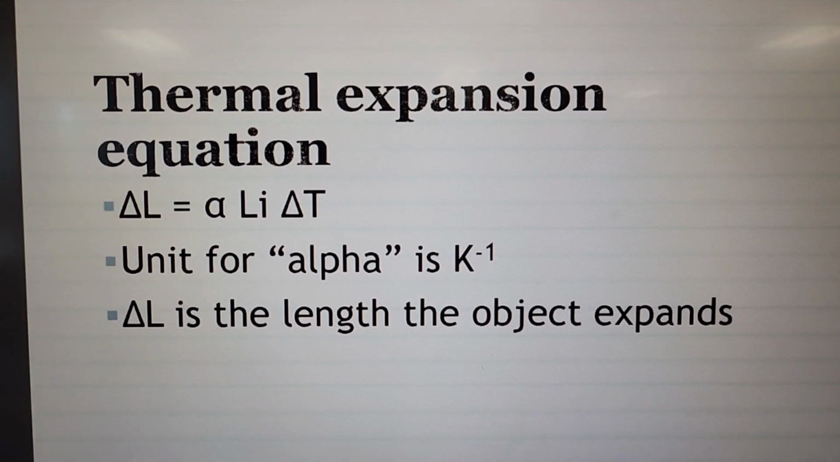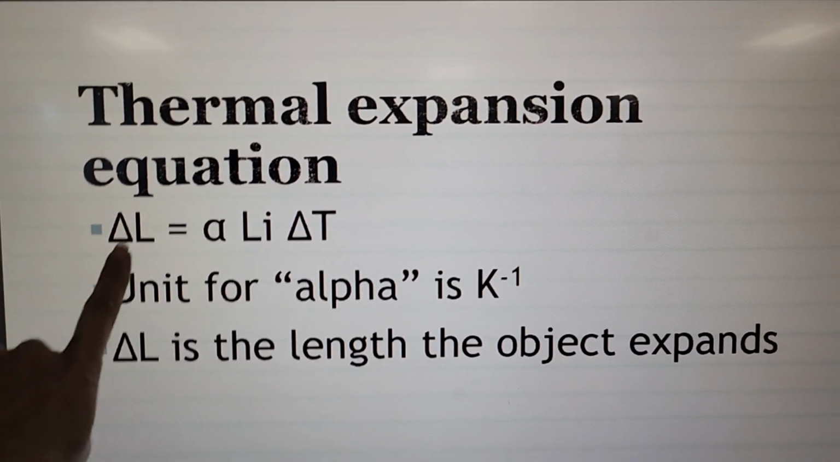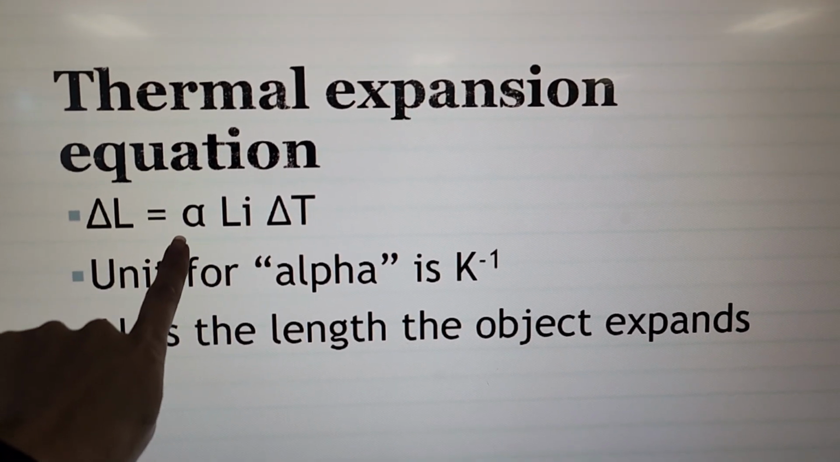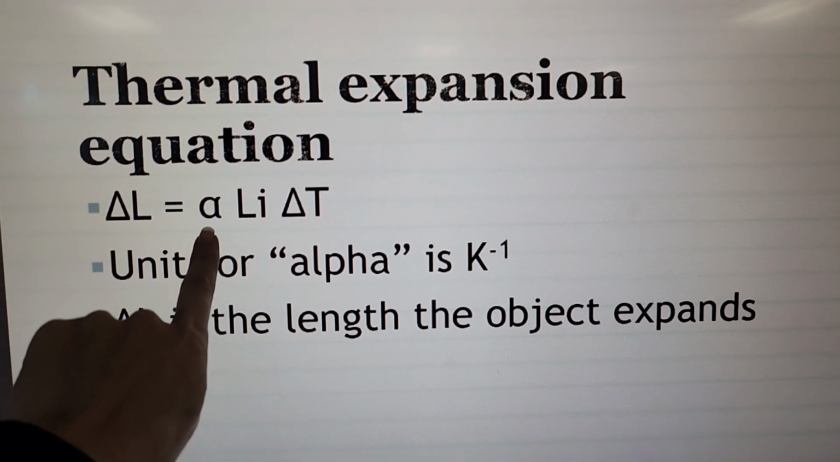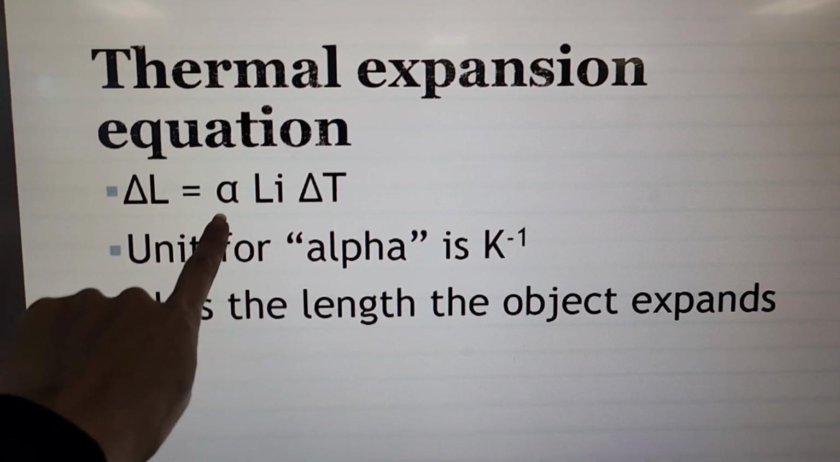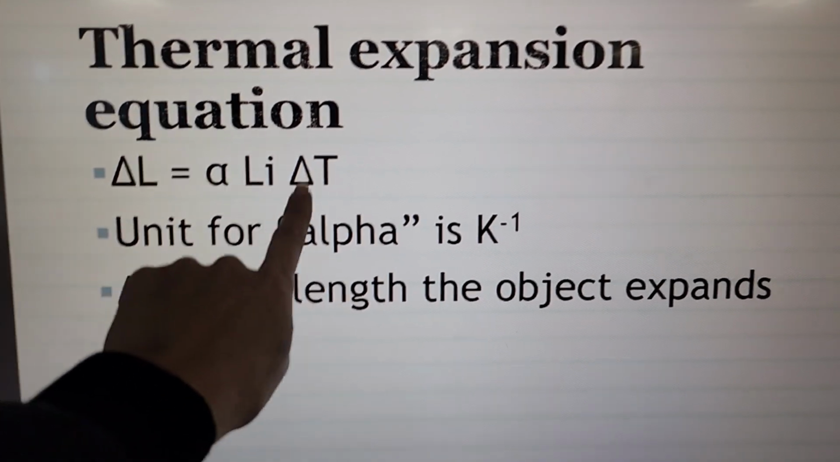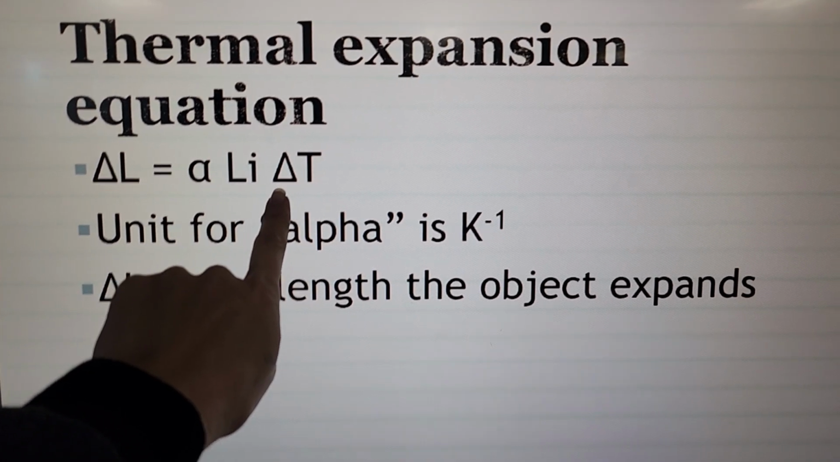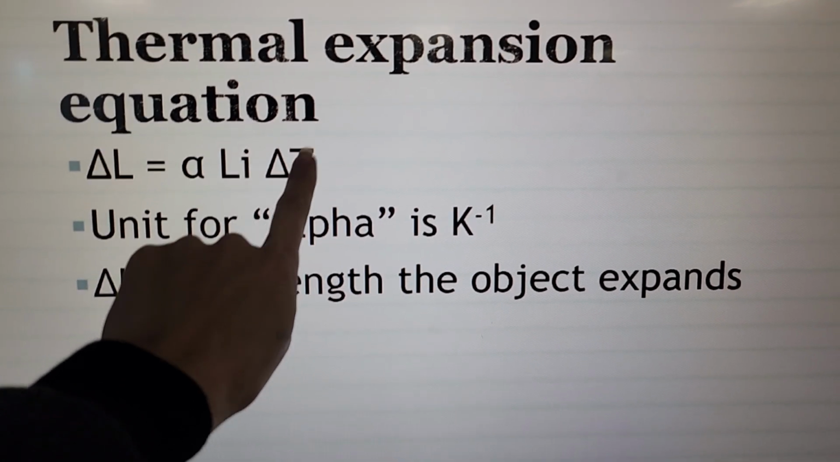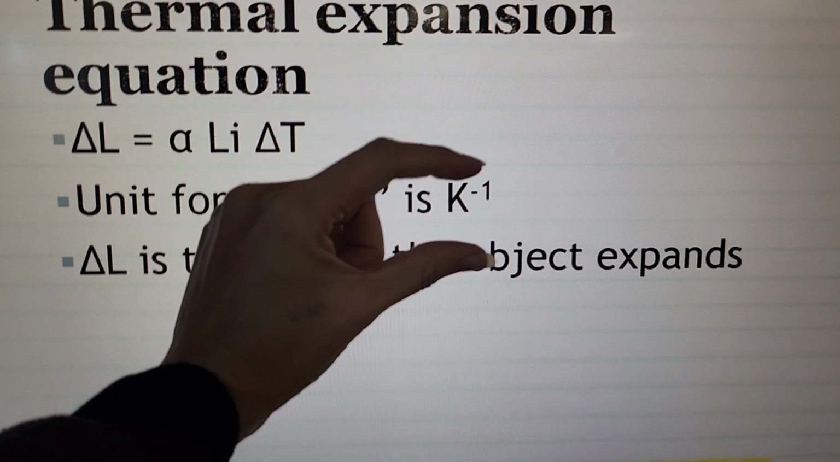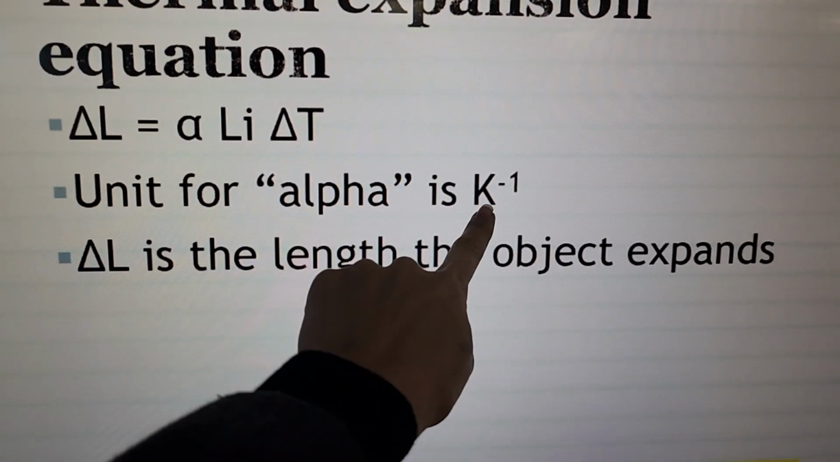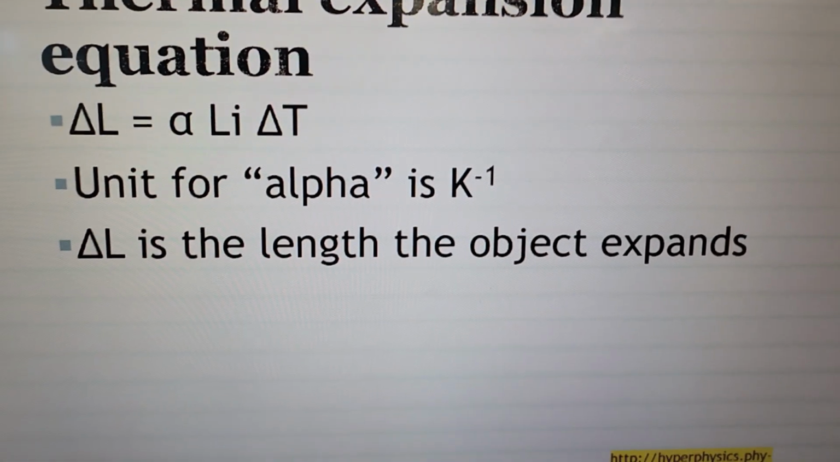The thermal expansion equation is the change in the length of the substance is equal to its coefficient, which is alpha, and that's a specific number for each material, times its initial length times the change in temperature, and that's going to be in either Kelvin or in Celsius because those are the same size units. So the unit for alpha is K^-1 or 1 over K.